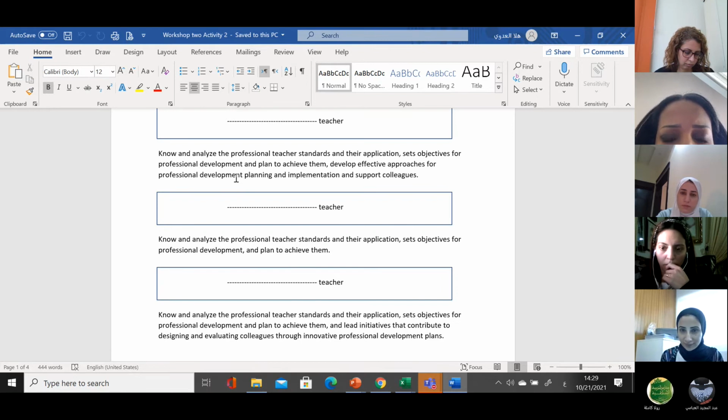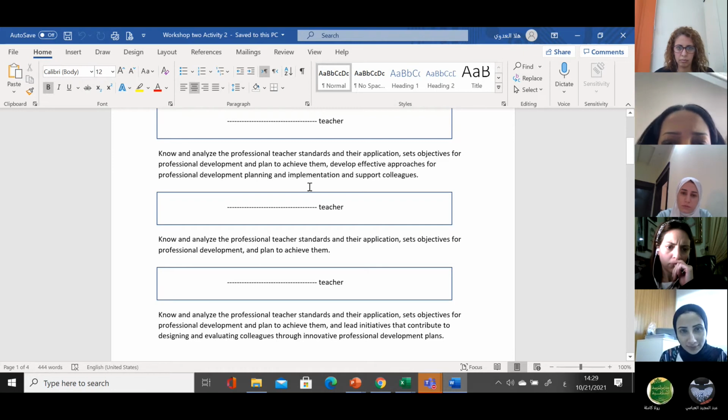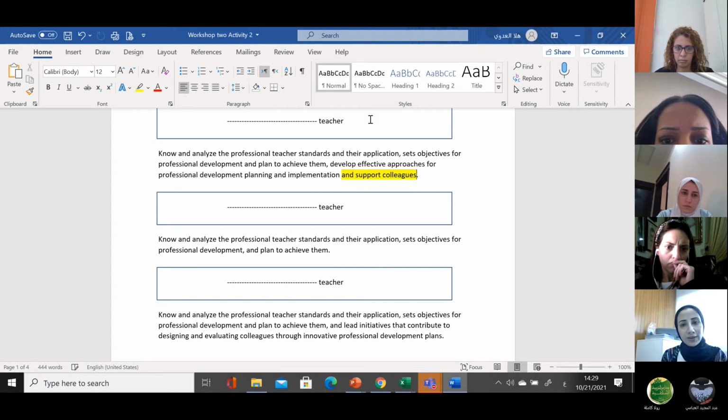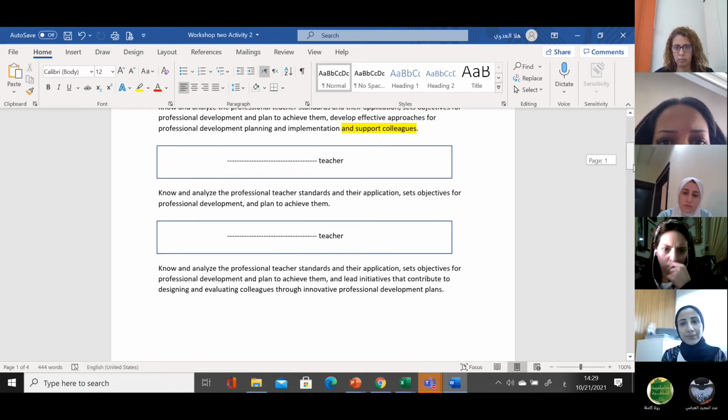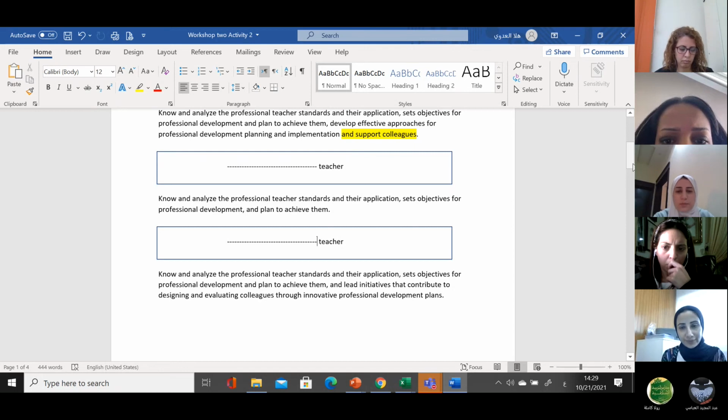The first one is advanced. How did you know? I know because she's supporting colleagues. Excellent, bravo. But not evaluating. Excellent. And the second one is a practitioner, because all she has to do is know, analyze, and set objectives. And the third one is an expert.